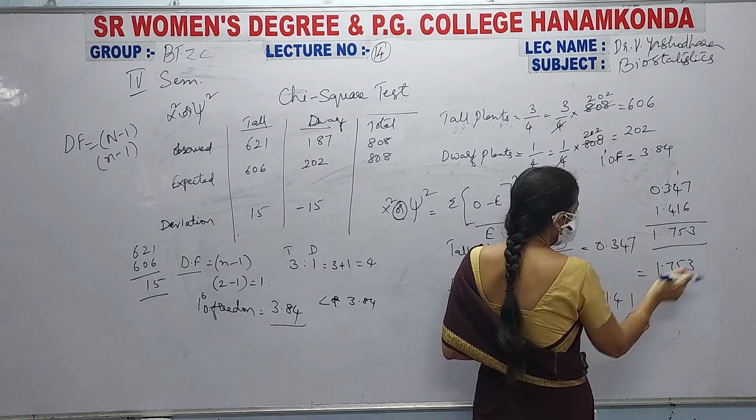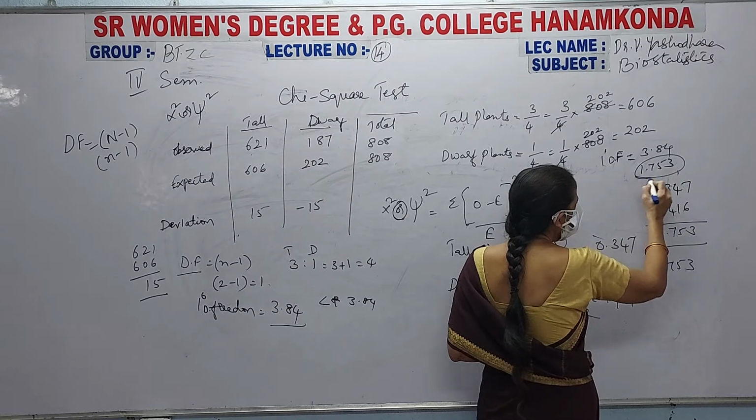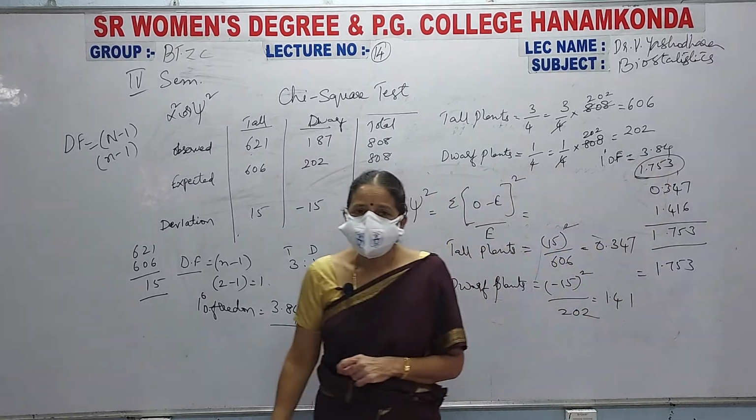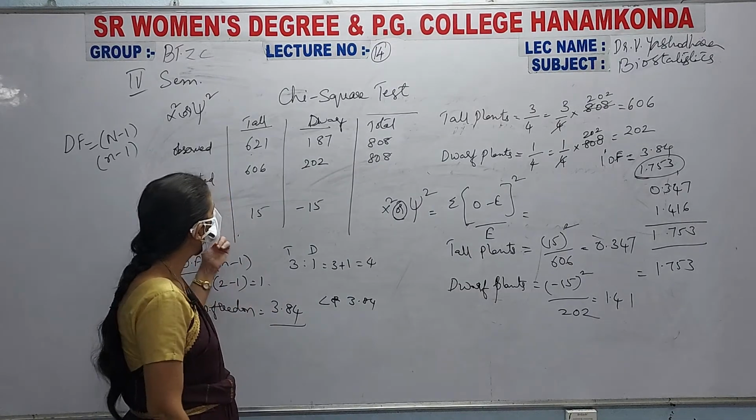Now your result is 1.753. That means it is less than this 3.84. So when it is less than 3.84, it is obeying our chi-square test.